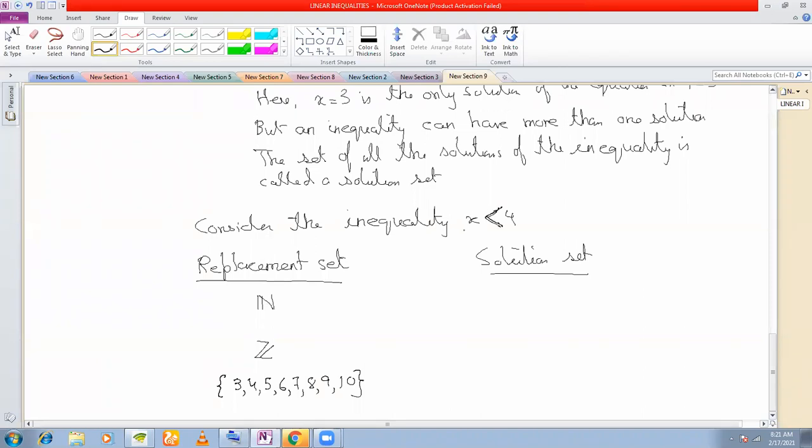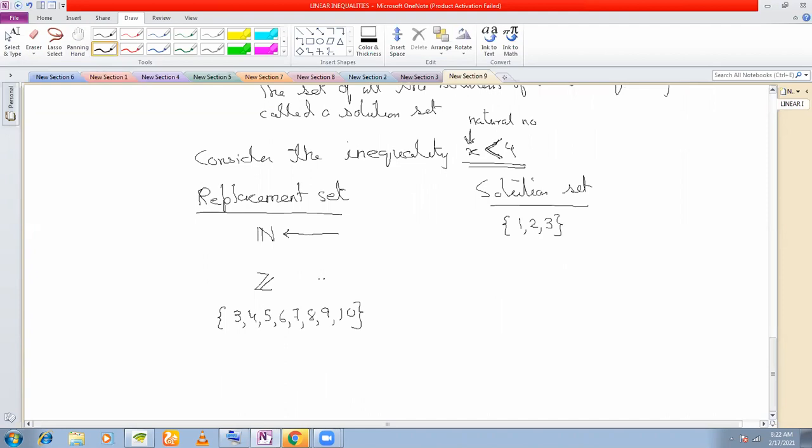So we have the inequality x less than 4. Consider what if the replacement set is the set of natural numbers. So tell me, if here x is a natural number, what natural numbers are less than 4? 0, 1, 2, 3. Why 0? 0 is not a natural number. Sir, 1, 2, 3. Only 1, 2, and 3 are less than 4. So therefore, if you put x is equal to 1, 2, 3, this inequality will get satisfied. So therefore, 1, 2, 3 will be the solution set of this inequality.